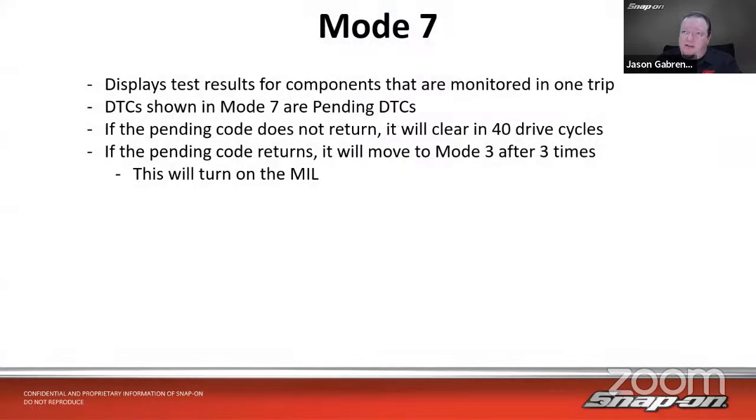Mode 7 is going to be related. It displays test results for components that are monitored in one trip, and it's going to show you DTCs. So that's going to be in mode 7.